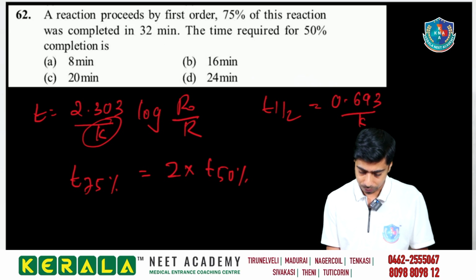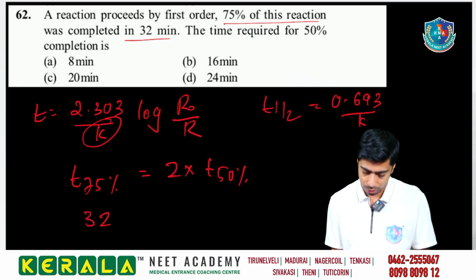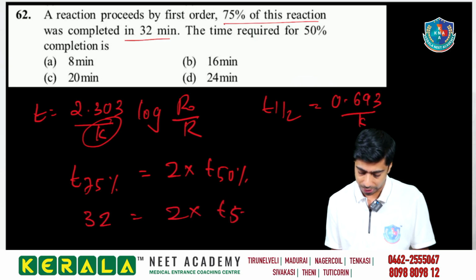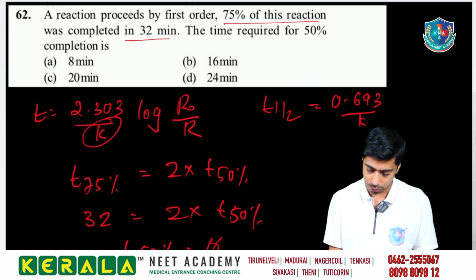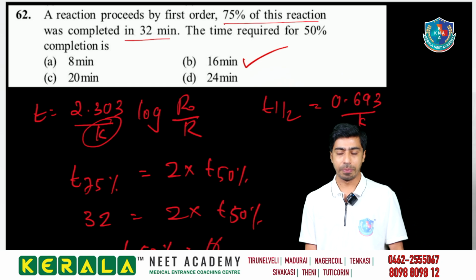So here T75 is given as 32 minutes. So 32 is equal to 2 into T50. So T50 will be equal to 16 minutes. Okay, so 16 minutes will be the answer.